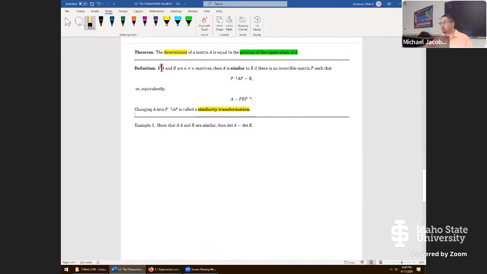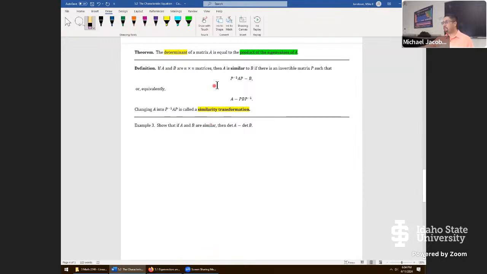So here's our core definition for getting into this. It says if A and B are both square matrices of the same size, they're both n by n, we'll say that A is similar to B if there's an invertible matrix P for which you can write this equation. Sometimes people call this a kind of conjugation, P inverse AP, or you could write A is P times B times P inverse. Either way, you're dealing with a similarity transformation.